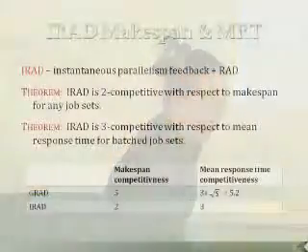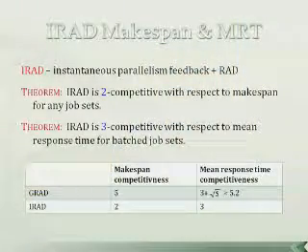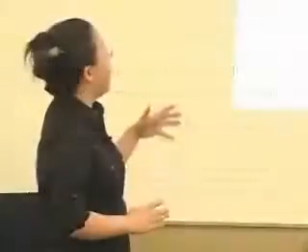What we can do is have a task scheduler using instantaneous parallelism as feedback. This task scheduler could produce at most infinity satisfied steps, and we can show that it won't waste any processor cycles. Combining this task scheduler with the RAD OS allocator, let's call it IRAD. We show that IRAD is 2-competitive for makespan and 3-competitive for mean response time. And compare IRAD with GRAD.